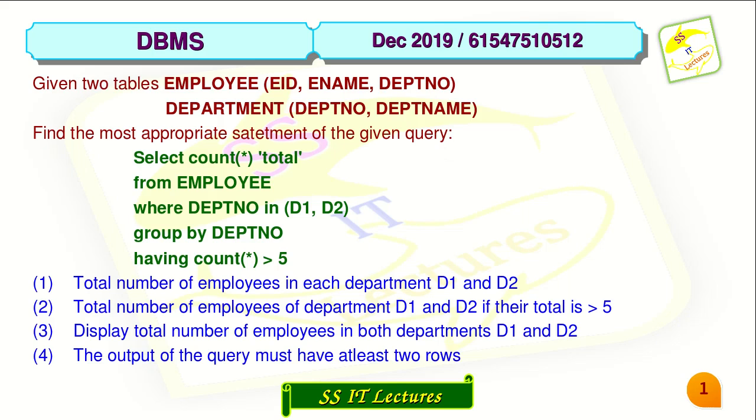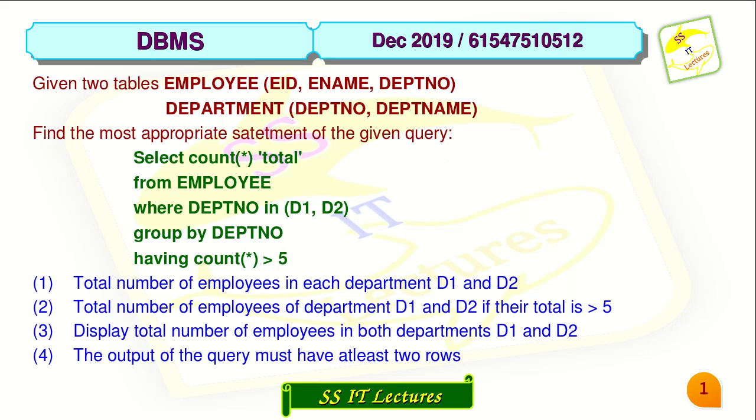Select count star total from employee where department number in D1 and D2, group by department number having count star greater than 5. So from the employee table, we have to fetch the rows whose department numbers are in D1, D2. So list of employees who are working in D1 or in D2. Then group by department number.